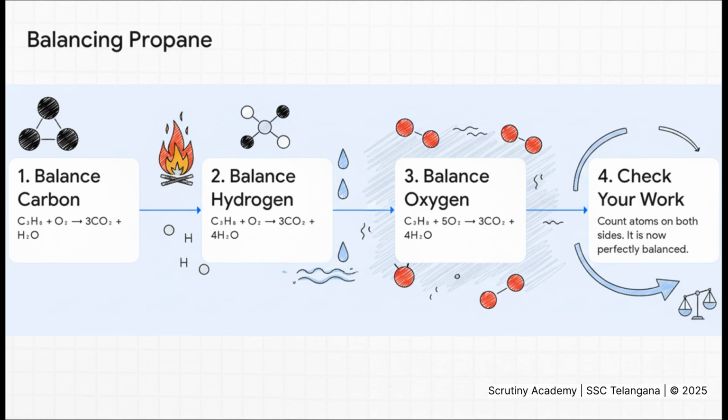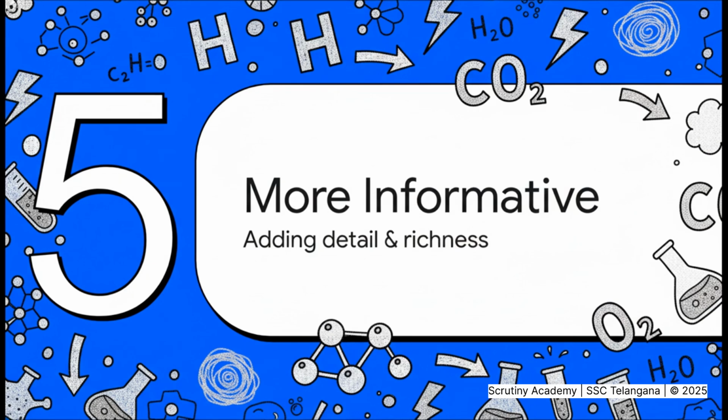Let's do a final check. 3 carbons, 8 hydrogens, 10 oxygens on both sides. It's perfectly balanced. We did it! We've balanced our equation. That is fantastic. But we can actually make it even better.